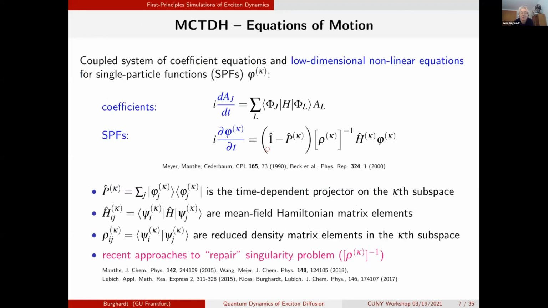Now, these are the equations of motion, so we have to pay a price in the sense that the equations look complicated. So we have these variational equations for the single particle functions that actually involve multi-configurational mean field Hamiltonians, and everything is time dependent. So this is a challenging way of doing quantum dynamics, but it's pretty accurate.